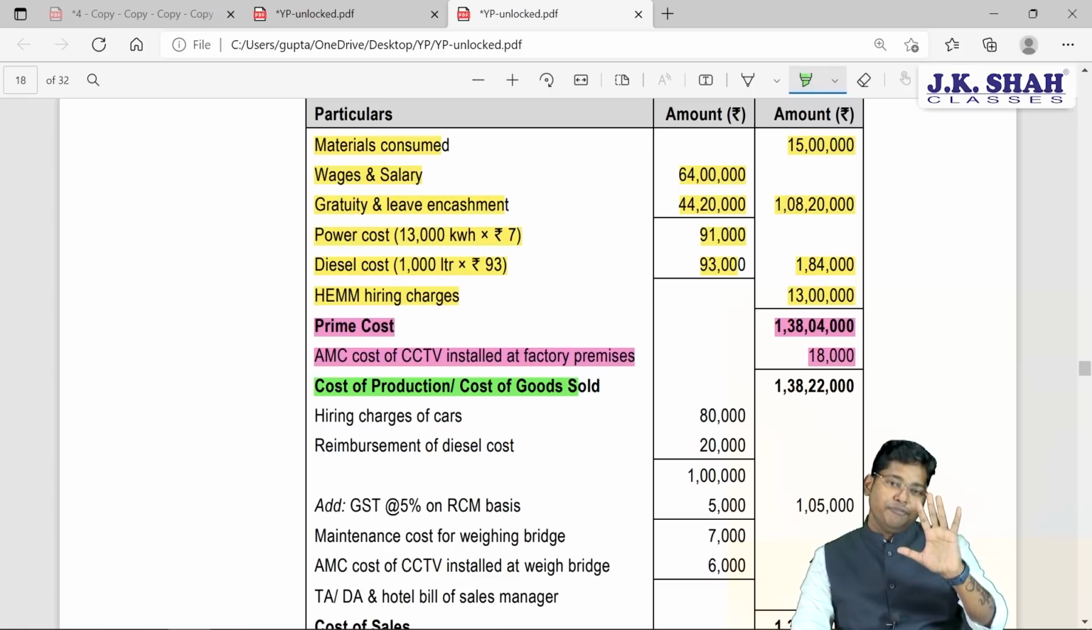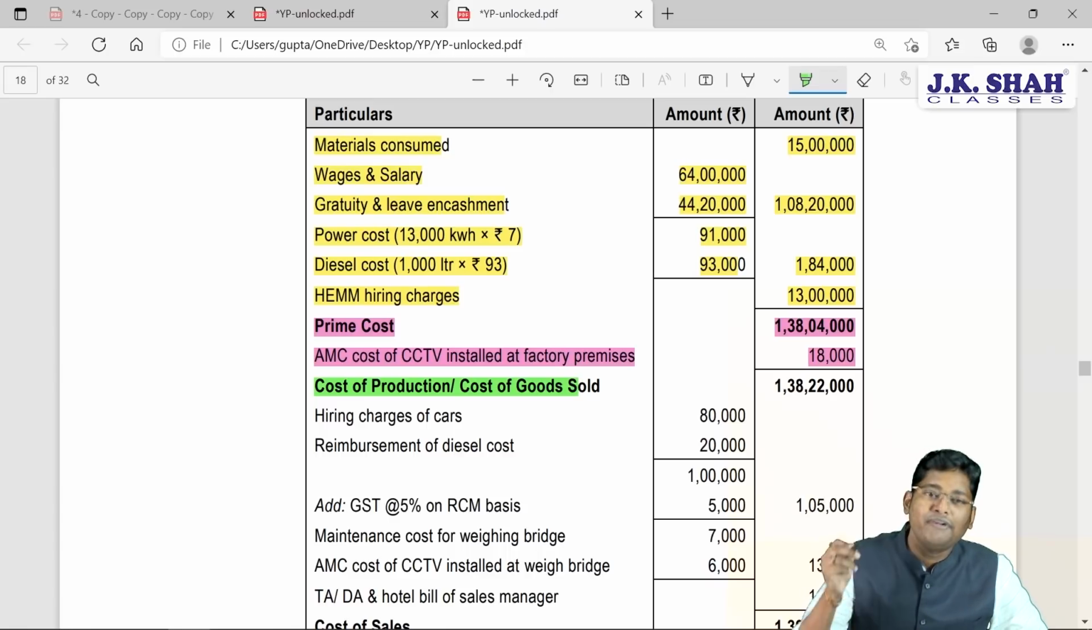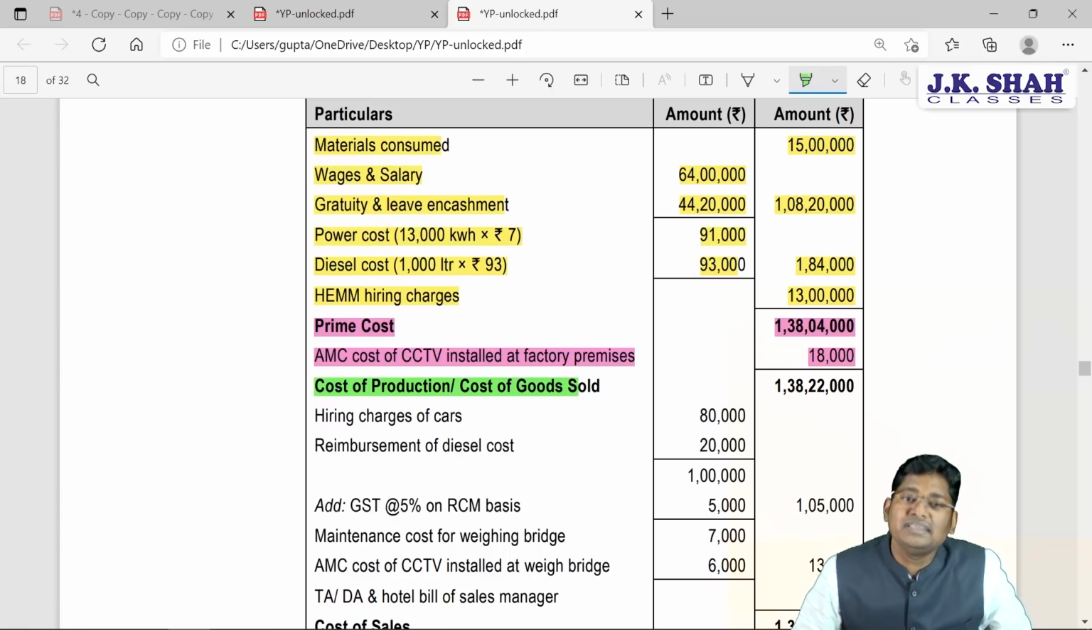After works cost, if you remember guys, we record 5 elements. They are research and development cost, not given. Quality control cost, not given. Administration overhead related to production, not given in the question. Primary packing cost, not given. Sale of scrap is not given. Hence your factory cost and cost of production are the same.